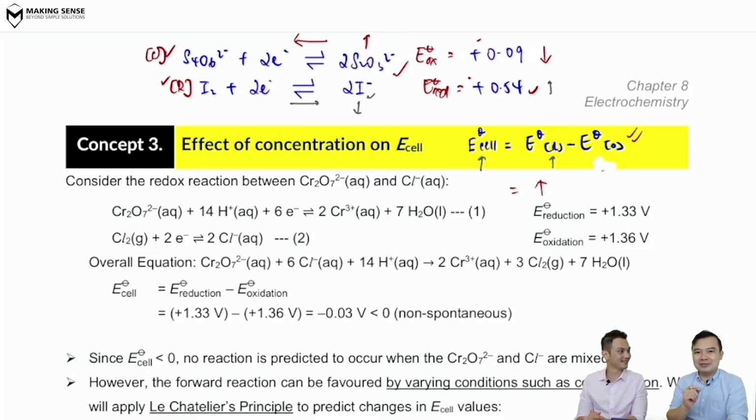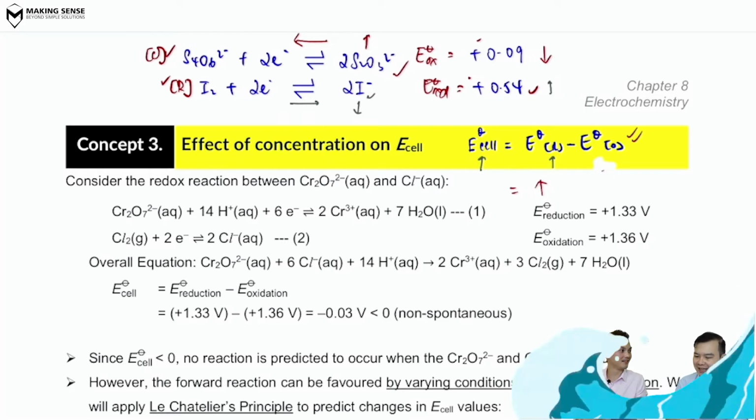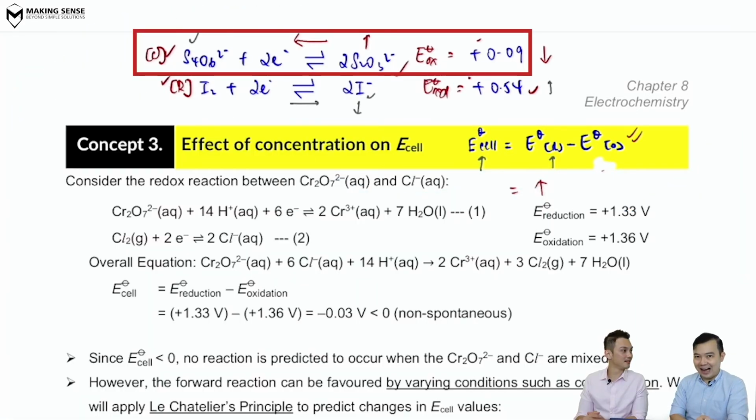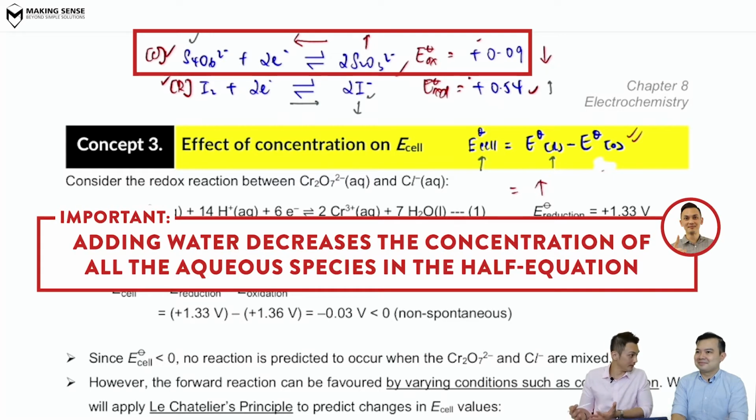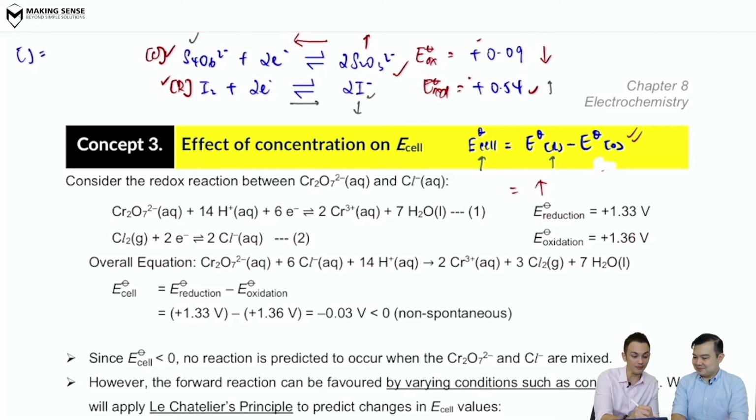So what happens if I decide to add water into the oxidation half cell? Can you tell me what's going to happen? If we were to add water, we have to ask ourselves, what is adding water going to do to the entire system? When you add water, you're probably going to increase the volume of the entire system, which means you're going to affect the concentration. Concentration is always defined as the number of moles divided by the volume.